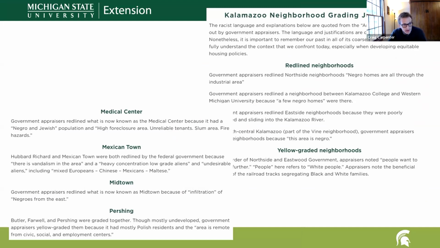So for example, here are some grading justifications for the Kalamazoo area. I pulled some quotes from redlined areas. And as you can see, the language and justifications are incredibly coarse and offensive. And this was what was required of the government appraisers. These are all available on the website for every city in Michigan, except a couple for which the area description files haven't been recovered. But we really think at MSU that it's important to remember this past, even in all of its coarseness and offensiveness, to fully understand the context of the housing inequality that we're confronting today.